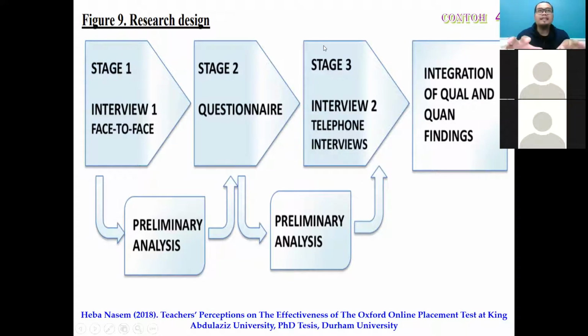So this is just an example. You need to refer to a lot of theses to get some ideas, because there are many ideas for proposing your research design. Everybody here needs to have a research design in your research, because the supervisor and the panel will ask you where your research design is. You can adopt a research design from your previous study or from a research methodology book, or you can adapt it, or you can propose a new research design.